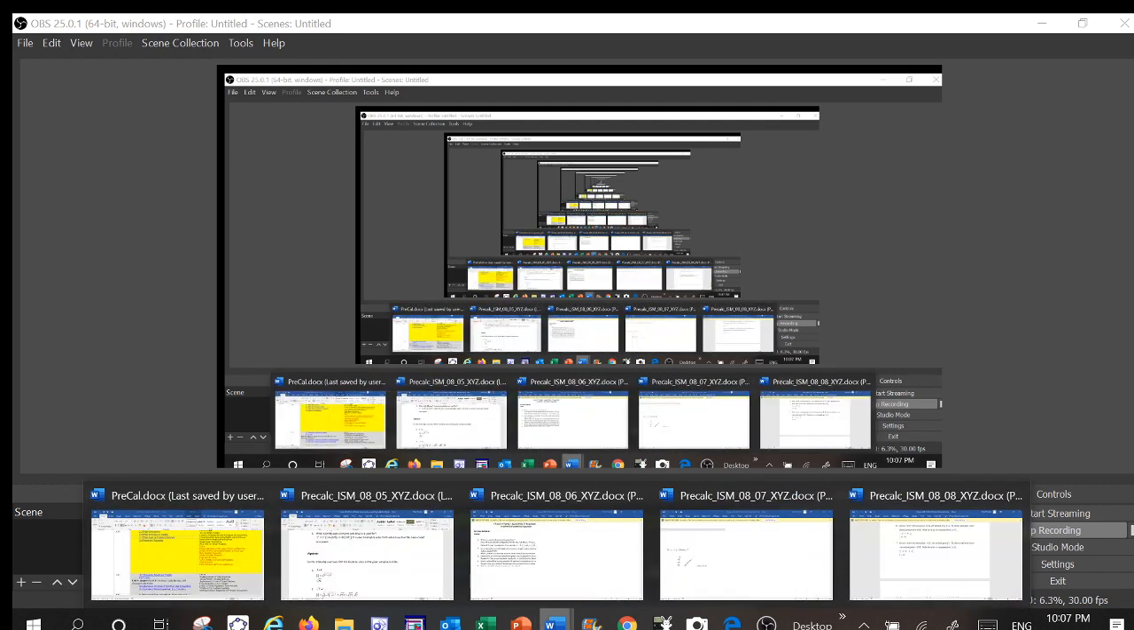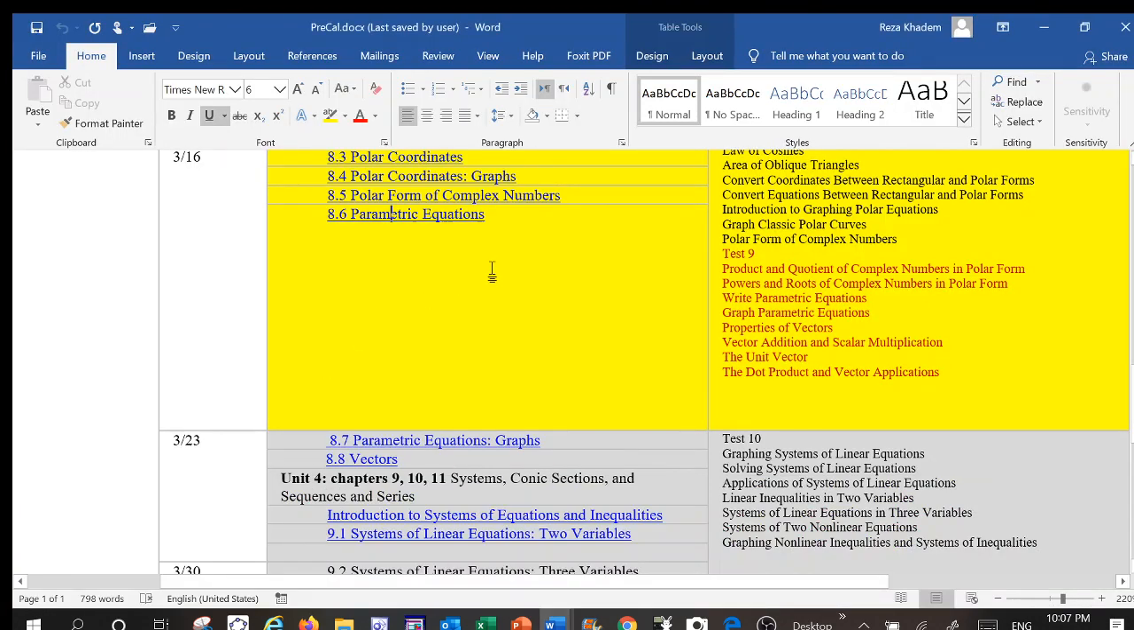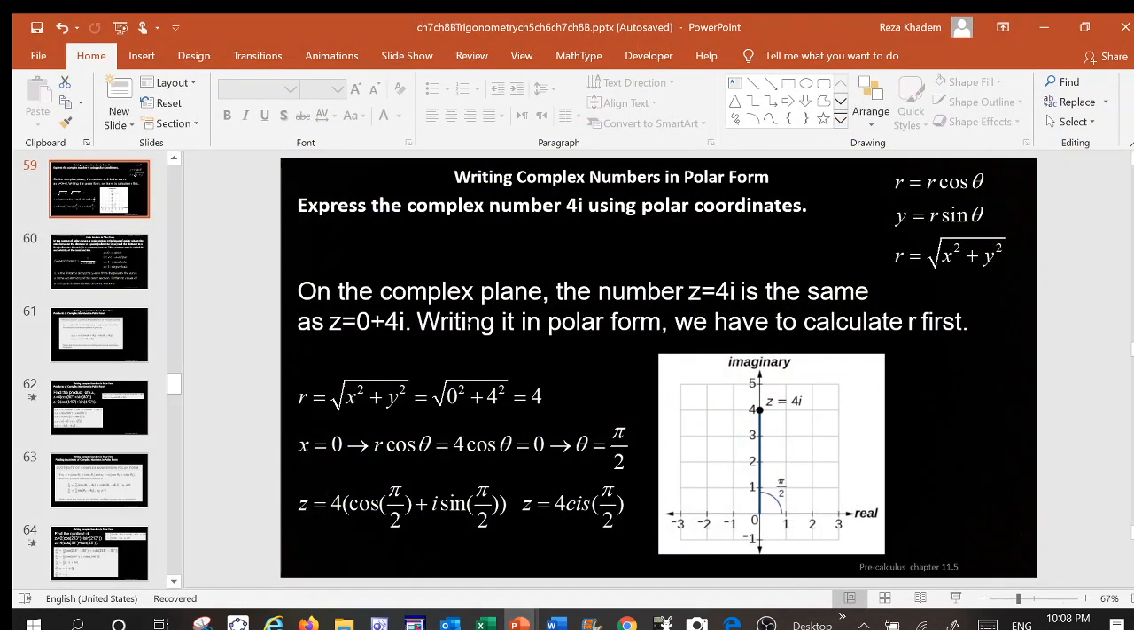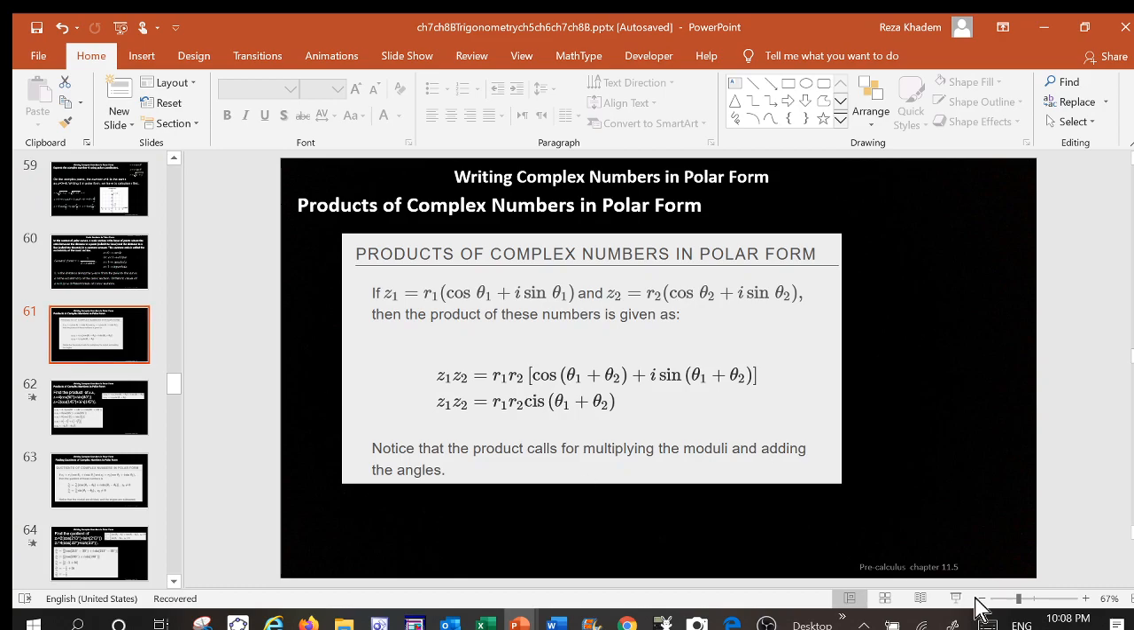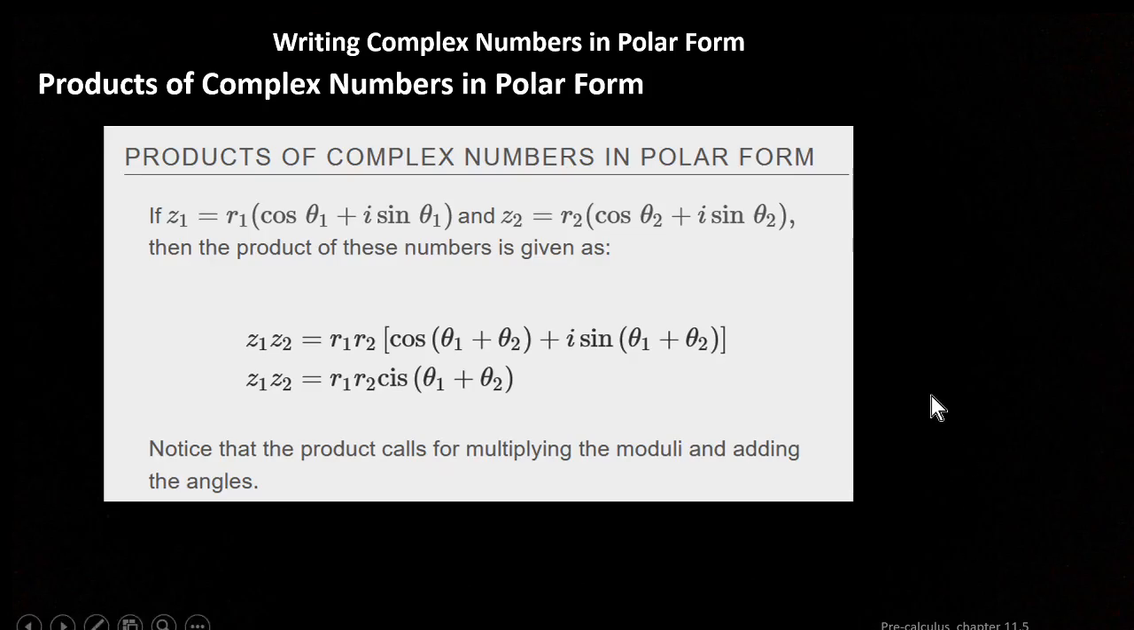So I'm going to first, as usual, get rid of my picture that is taking part of the screen. So that's what we're going to do. So let's start. We are going to talk about complex numbers. Now, how do we multiply two complex numbers?